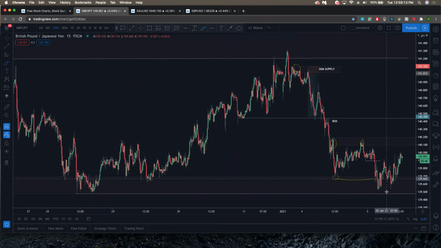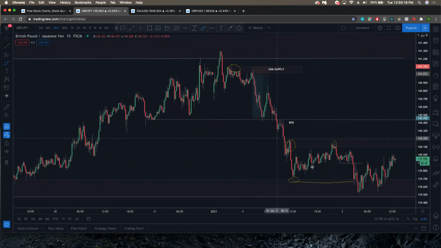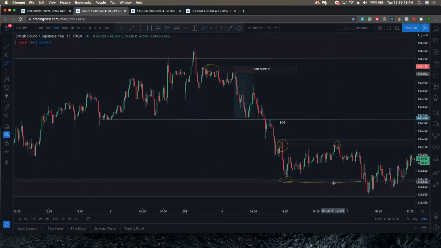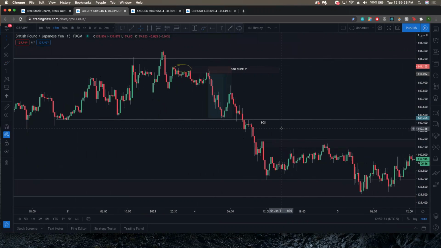139.5 area, right? We talked about this. We talked about this in the analysis. We talked about this yesterday in the video, and it happened exactly, right? So let's go a bit deeper.